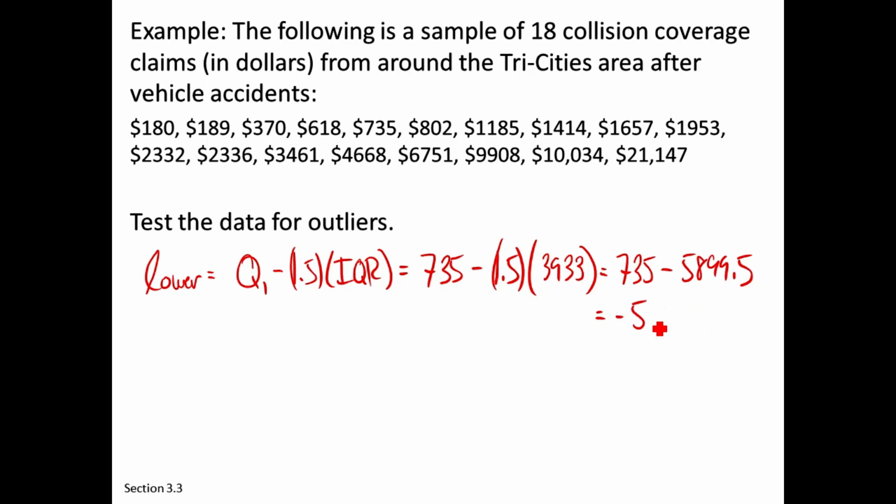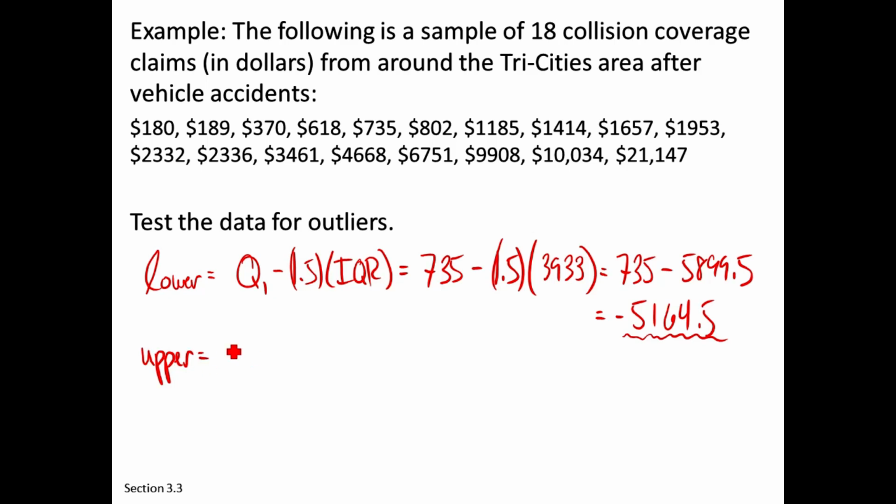Like negative 5,000 and something. 735 minus that is negative 5164.5. Are we going to have any observations lower than negative 5164.5? No. Sometimes your lower bound or your upper bound might be way out of range, because our claims are obviously bounded by 0. So we're definitely not going to have anything on the low end that qualifies as an outlier, but we do want to still check the high end.